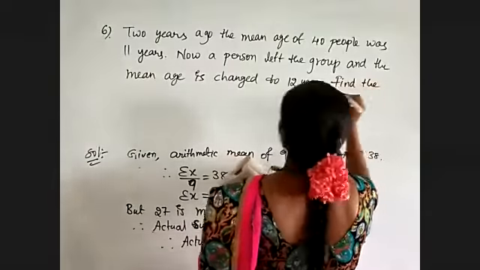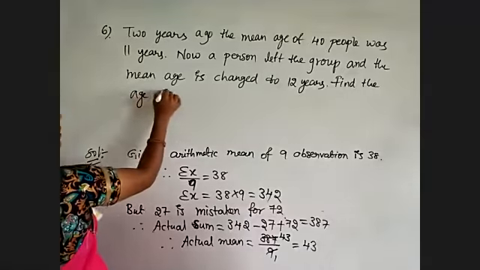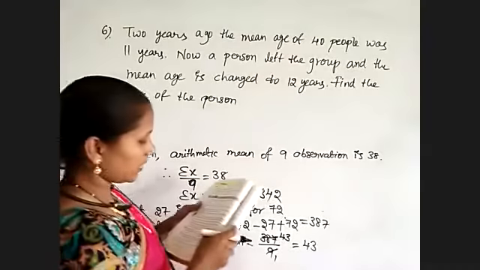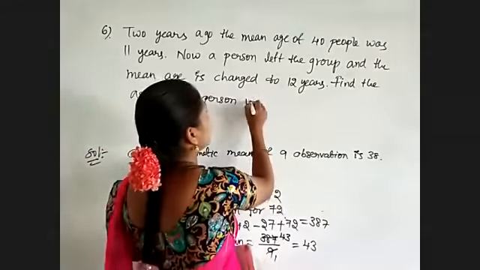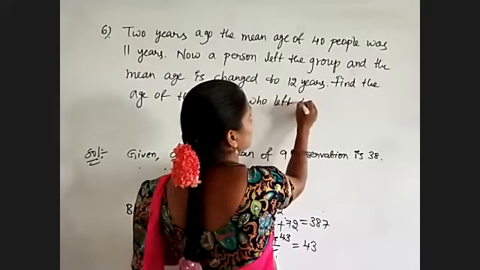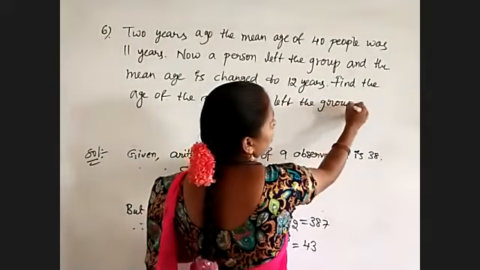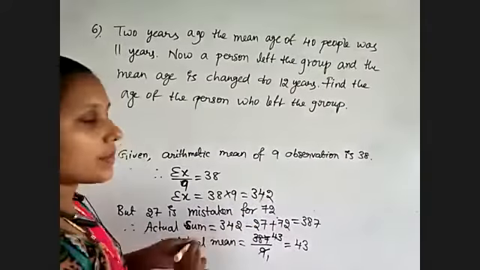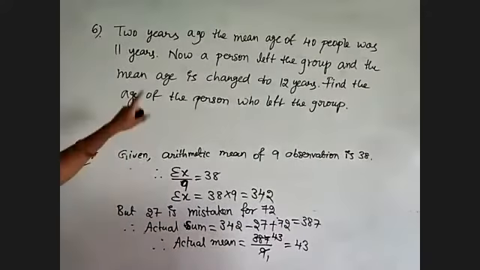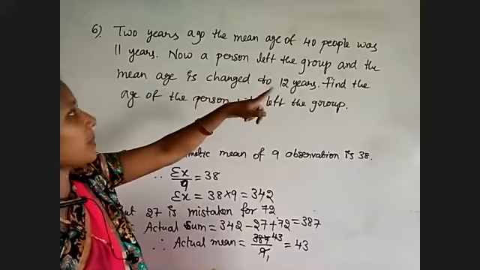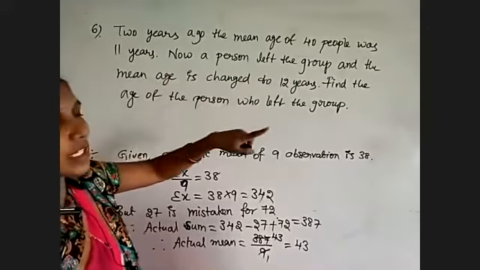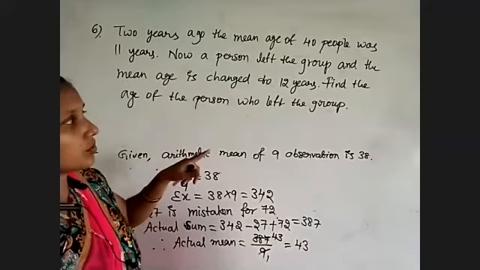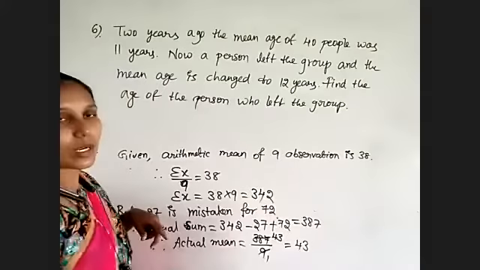Find the age of the person who left the group. So this is the question. Here they are asking about the age of the person who left the group. Just observe, 2 years ago the mean age of 40 people was 11 years. Now a person left the group and the mean age is changed to 12 years. Now means presently, after 2 years. Find the age of the person who left the group.